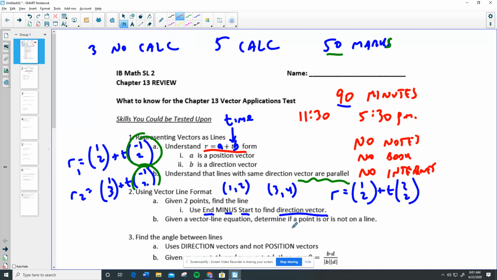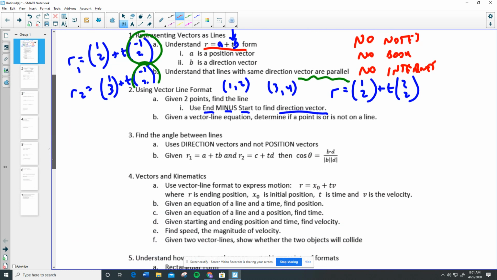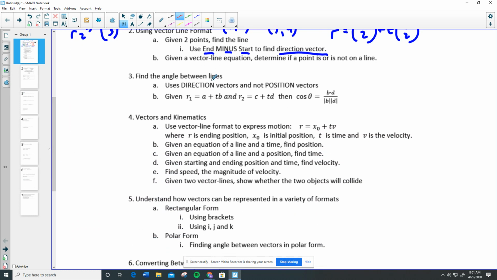Given a vector line equation, determine if a point is or is not on the line. There are also questions like that on the review packet. Find the angle between lines. This is where the chapter 12 stuff comes back.